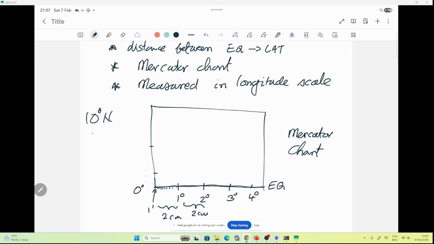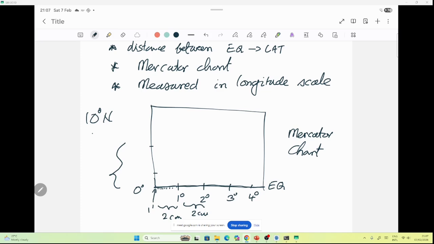Okay. Is it coming at 5 centimeters, 10 centimeters, or 20 centimeters? We need to find out where it is. Did you understand? Yes, sir. Okay, that is where the meridional parts come in. According to the definition, it is the distance between the equator and the latitude. So that means the equator and 10 degrees north. It is the distance in a Mercator chart, measured in longitude scale. That means what? Measured in longitude scale means this 1 minute.